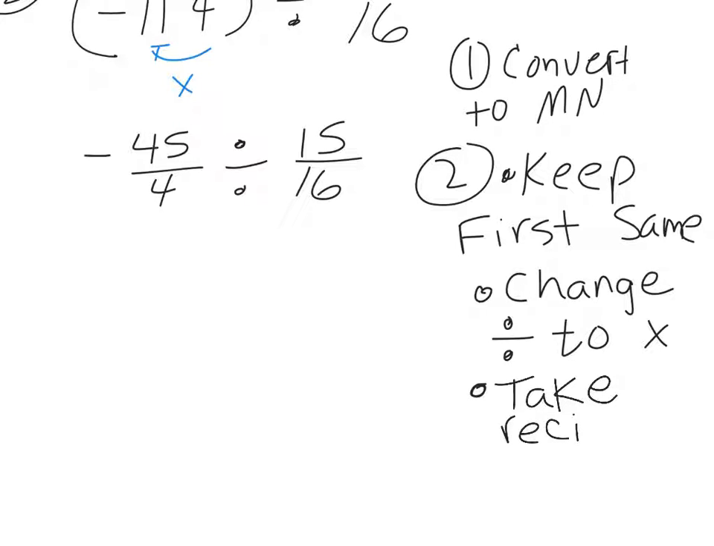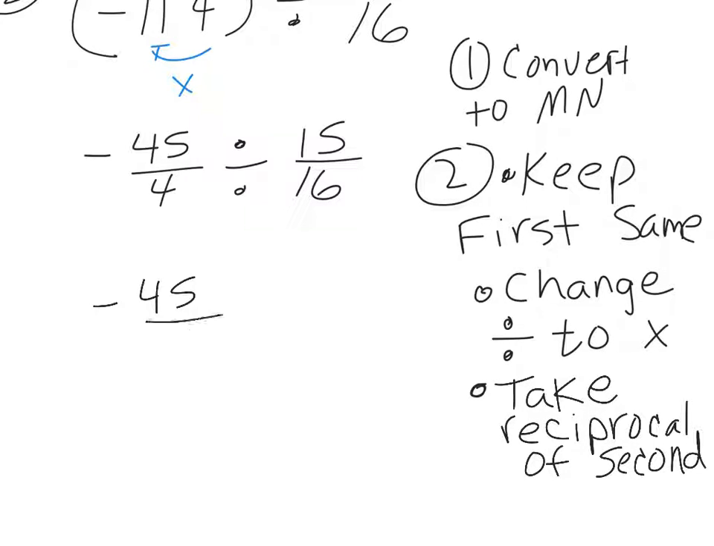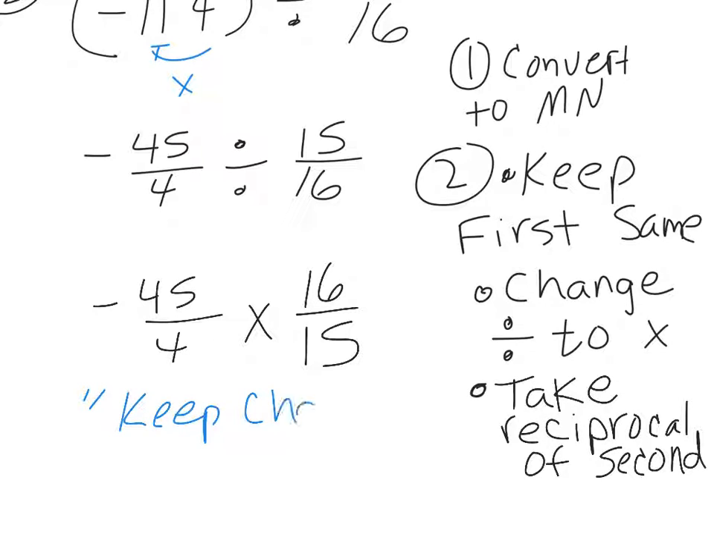Reciprocal is one of those words. Reciprocal. Okay. I always have to think about that. So negative 45 over 4 stays the same. Change that division to multiplication. And take the reciprocal of the second one. The expression I hate, but I know you all hear it. Keep, change, flip.